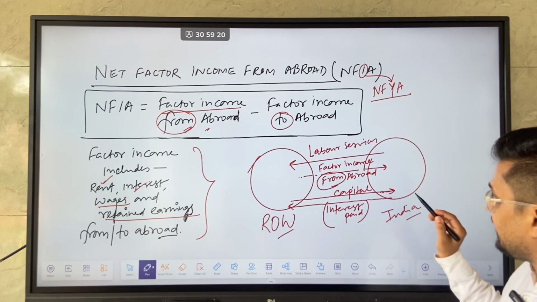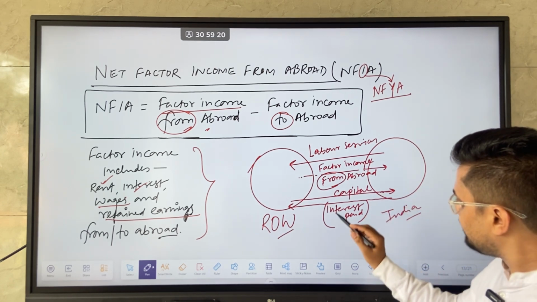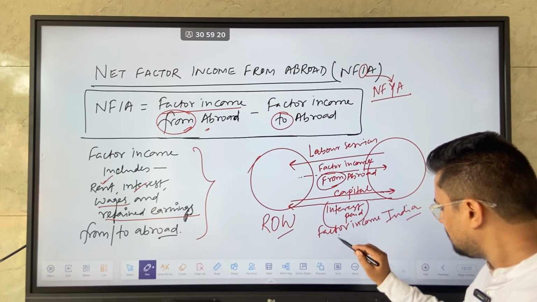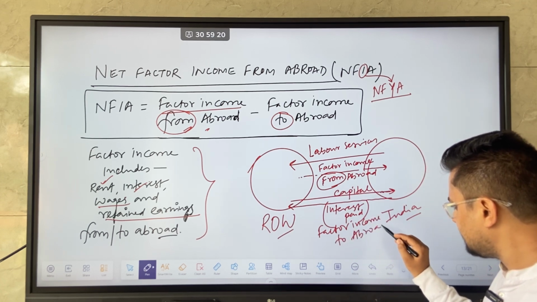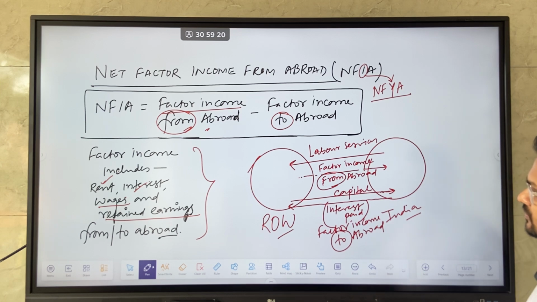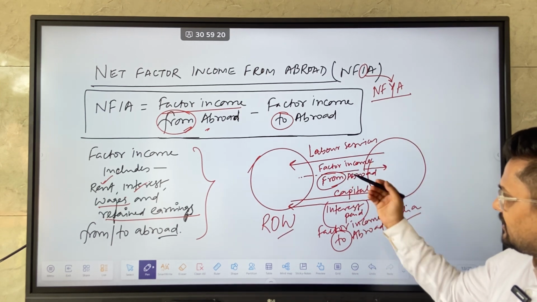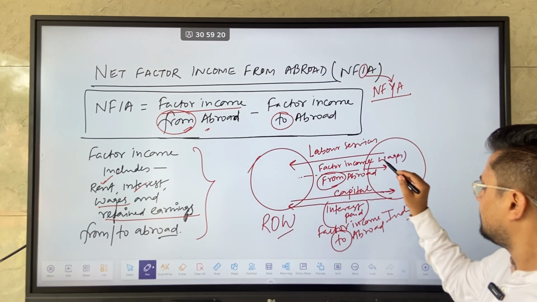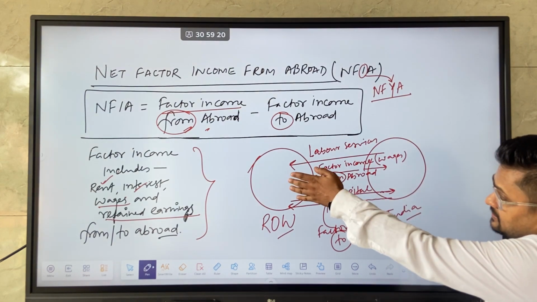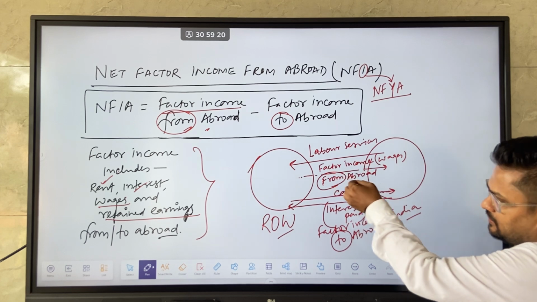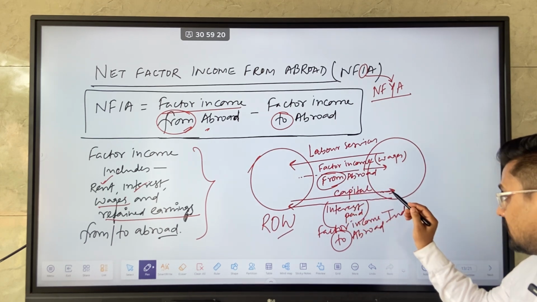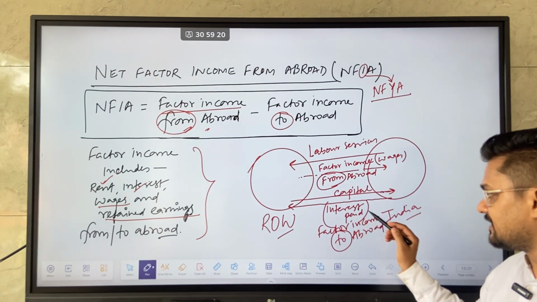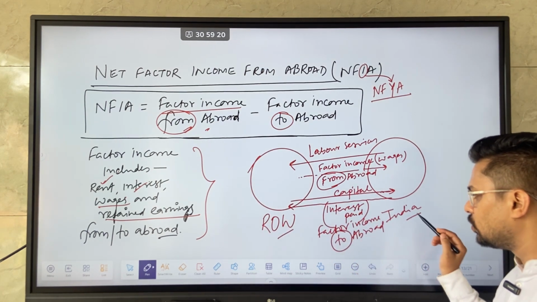When interest is paid, this is again an example of factor income to abroad. So we are talking about two. In the case of labor, I did not use that word, but understood that it is wages. So for labor services, we are getting wages, which is factor income from abroad. For capital, we are paying the remuneration, that is interest payment, and that is factor income to abroad.